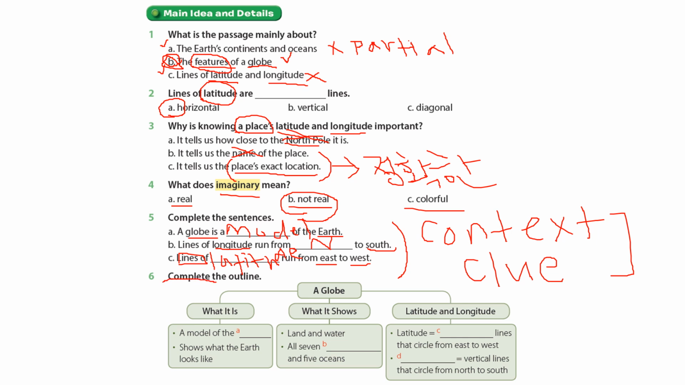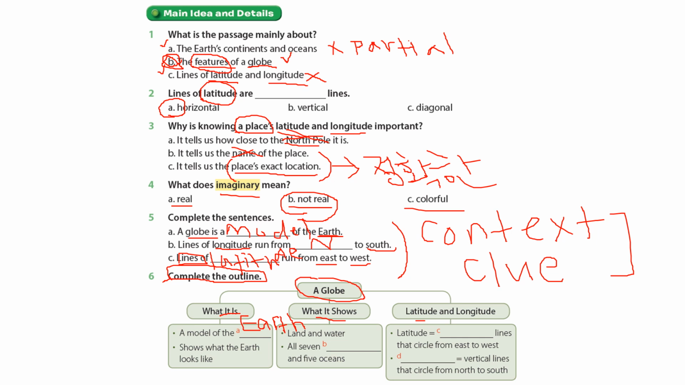So here, 이거는 저희가 코넬노트테이킹에서 했었던 outline을 그냥 정리하는 거예요. So let's check if we have missed anything. So it says a globe, what it shows, and the latitude and longitude. So 글로브는 무엇이고, 맵으로 이루어져 있었고, lines로 만들어져 있었대요. 그죠? So a model of it actually says here, a model of the earth. Right? So what about here?